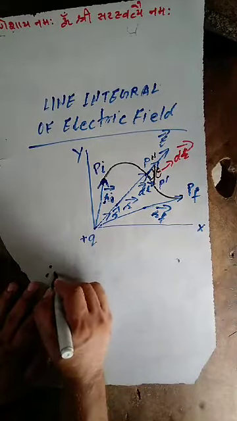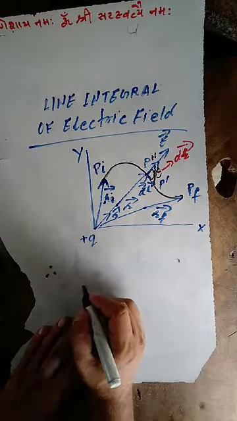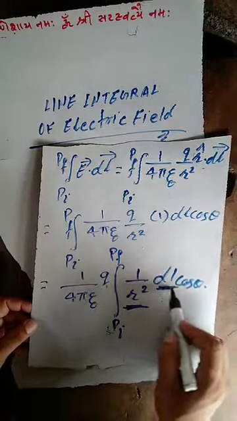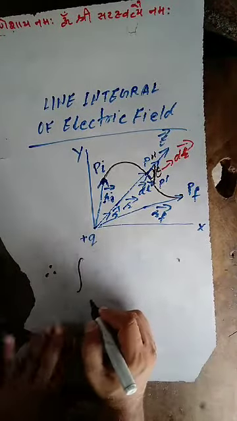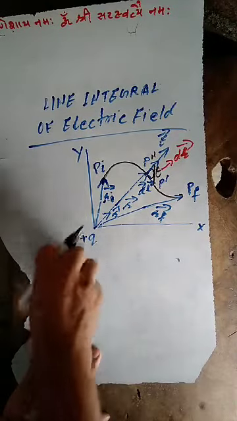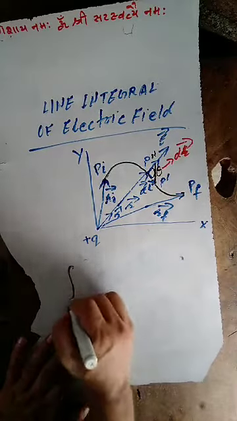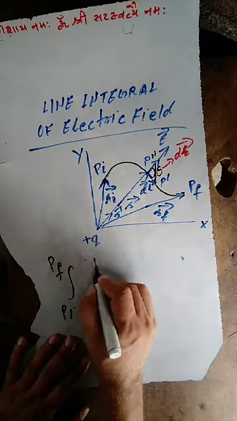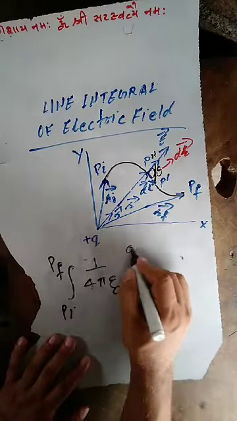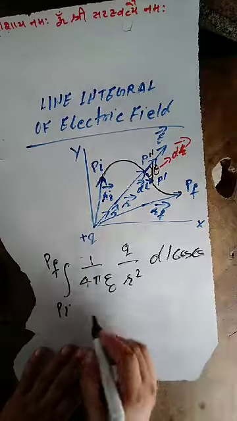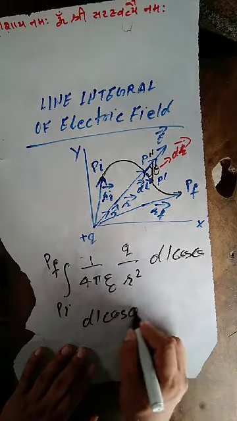Therefore, the line integral of electric field, E dl cos theta, we will put dr. So this will be integral from Pi to Pf of 1 by 4 pi epsilon naught q by r square dl cos theta. So dl cos theta will be dr.